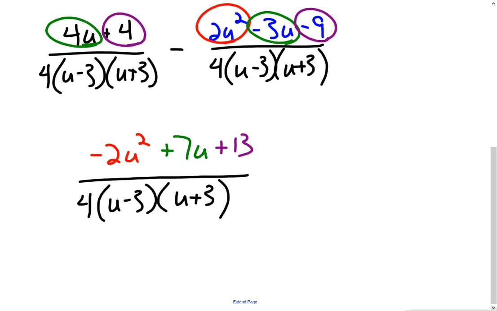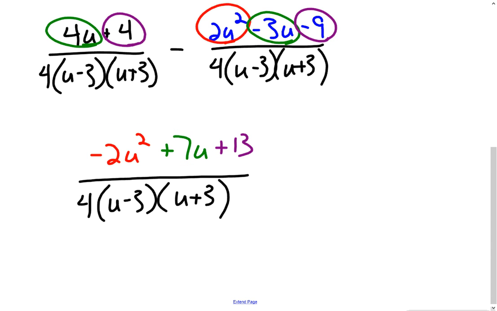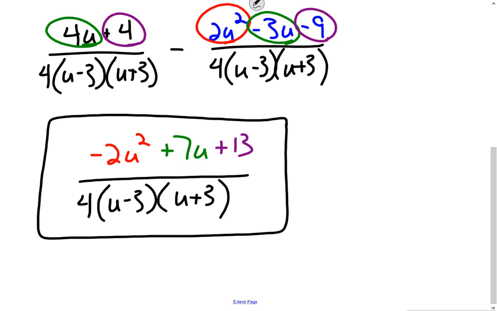Now we'd look to try to simplify this, but that whole numerator here is not factorable. Therefore, this is our final answer. Because we can't factor the numerator, there are no factors in the numerator and denominator that will divide out. And there is our final answer to that original subtraction problem.